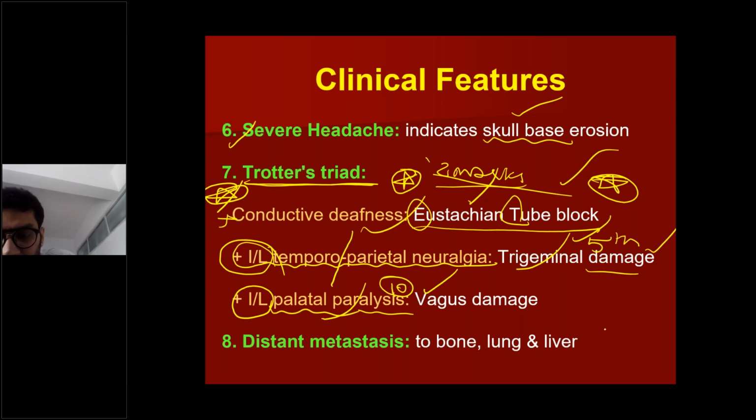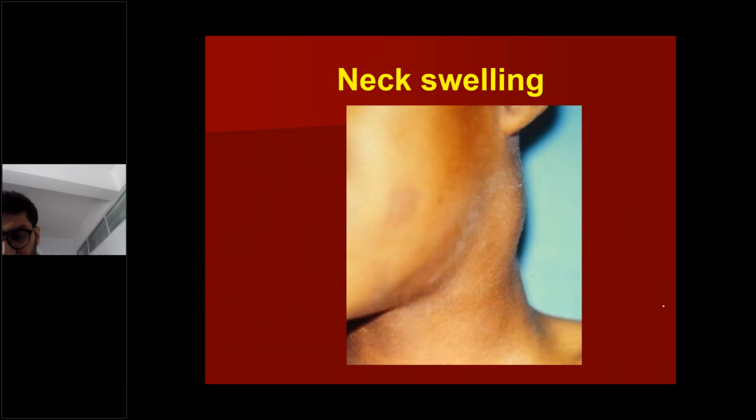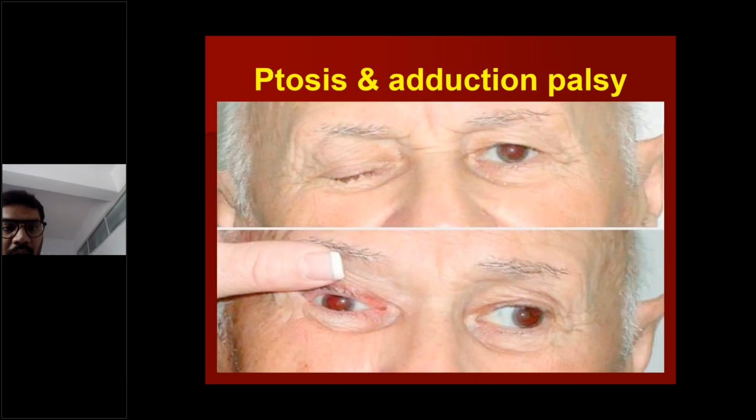And distant metastasis, always remember LLB: liver, lung, and bone. Always remember these three things. So here you can see the neck swelling in the posterior triangle. And you can see the ptosis and adduction paralysis. Ptosis is because of third cranial nerve involvement, and adduction paralysis. So all these things are because of cranial nerves 3, 4, 6. As you can see, 3, 4, 6 involvement can cause all these things.